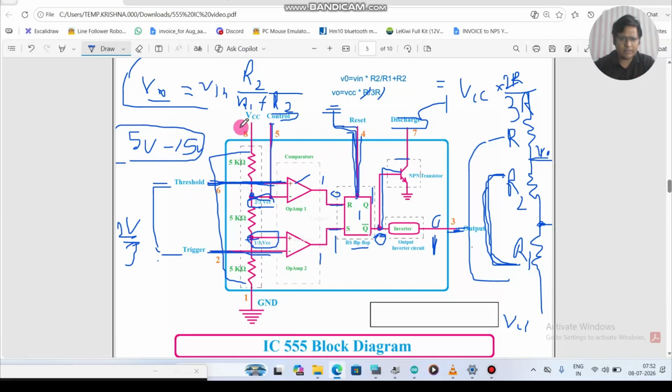Two important pins, VCC and pin number 1. VCC is the input voltage, and the input voltage can be in the range of 5 volts to 15 volts, because that's what you can apply to the 555 timer IC. And pin number 1 is GND. These are also called power pins, because this plus and minus is needed for any electronic component to work, right? So this is how it works.